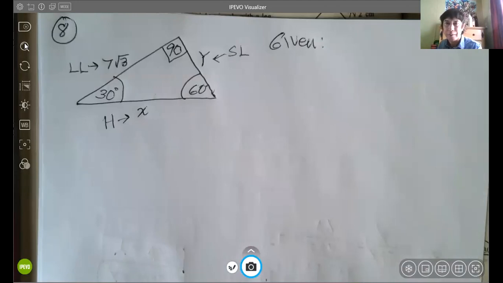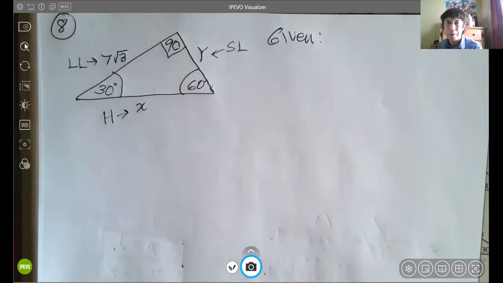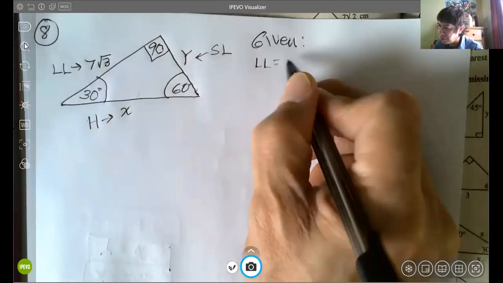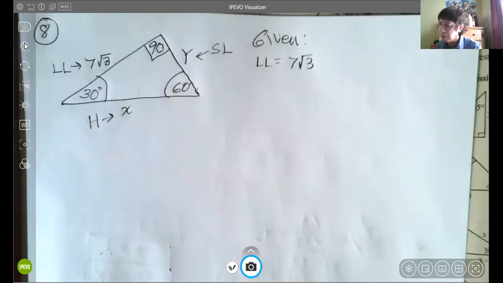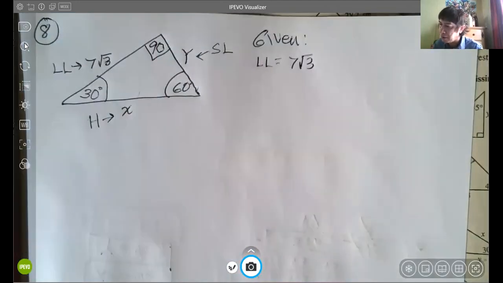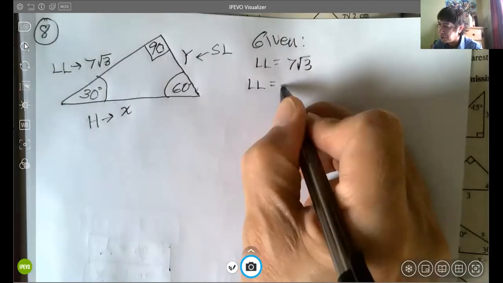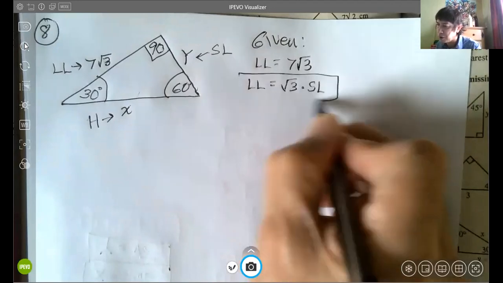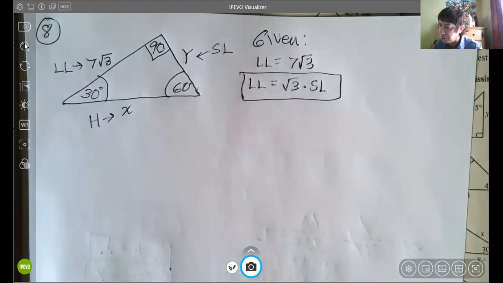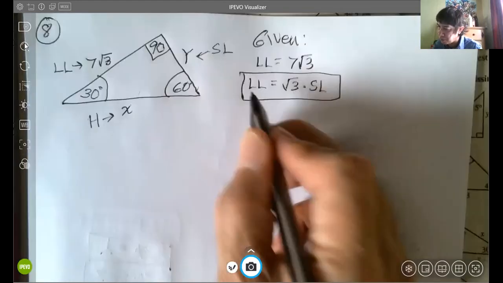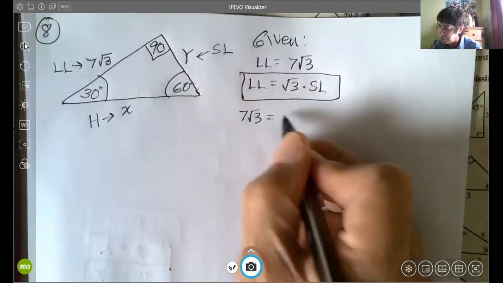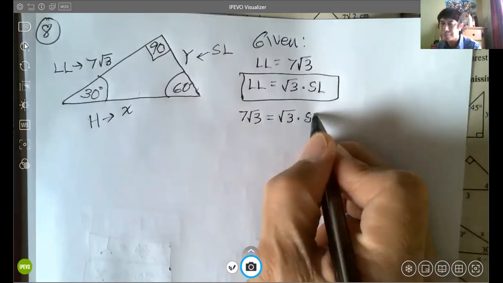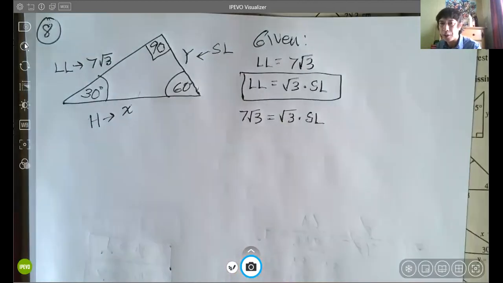Okay, all right, so we have here the given, which is the longer leg, and this is 7 square root of 3. That's the longer leg, and we know the formula for the longer leg. That's equal to square root of 3 times the shorter leg. This is the formula. So if we're going to use this, we substitute the 7 square root of 3 right here. Okay, so this is 7 square root of 3 equal to square root of 3 times the shorter leg there. So one equation, one unknown.